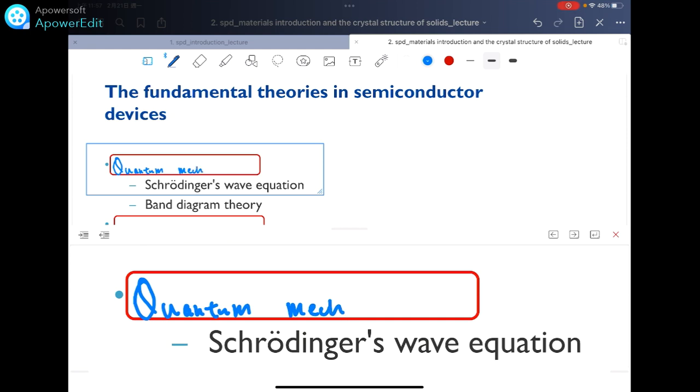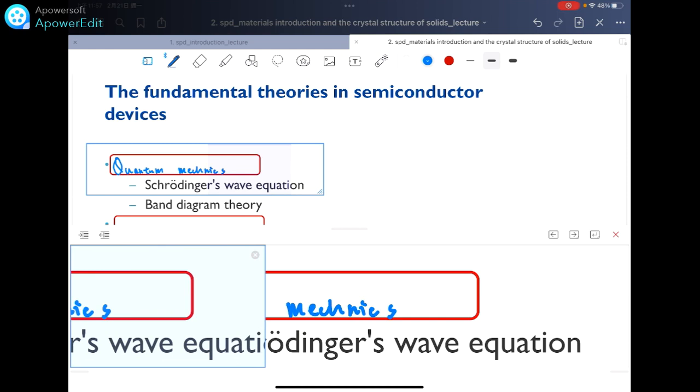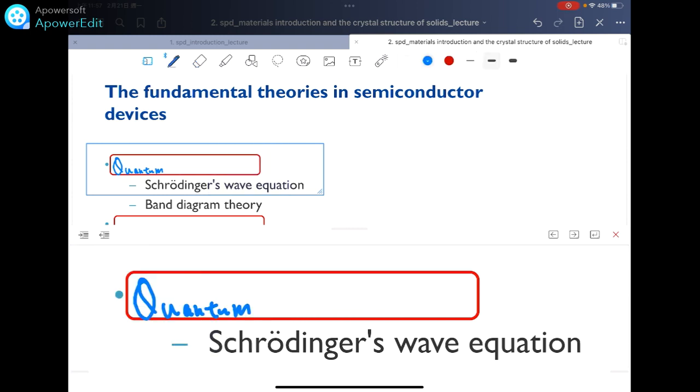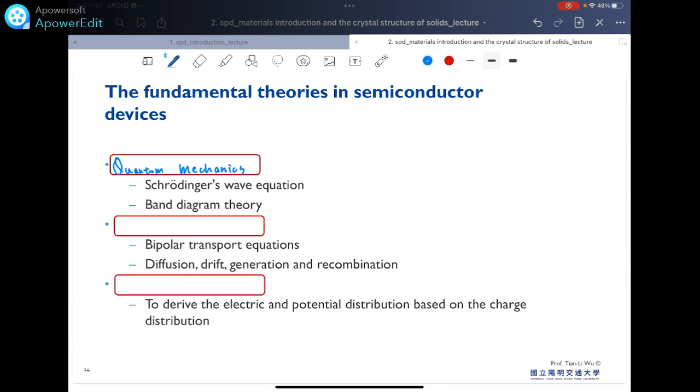Quantum mechanics is actually just trying to describe, when we consider the micro scale, what happens between all these carriers. Quantum mechanics basically means that when we consider something happening at a very, very tiny scale, we find that the carriers and the lattice have some different physics from traditional Newtonian mechanics. So that's the purpose of quantum mechanics.